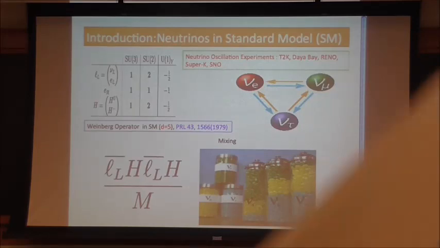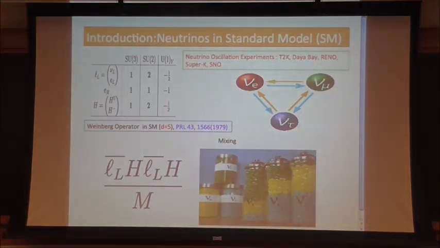Recently, neutrino oscillation experiments proved that these flavor eigenstates of the neutrinos can be mixed with each other, which invokes the idea of neutrino mass in the standard model. But in the standard model, the neutrinos are all massless.